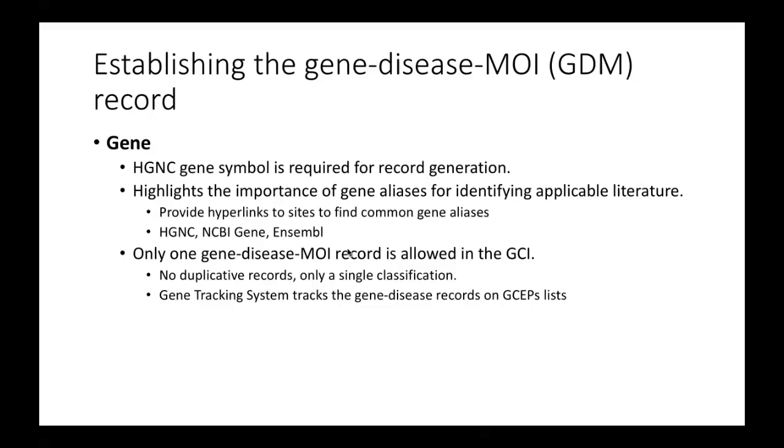And also we want to indicate that only one gene disease mode of inheritance record is allowed in the GCI, so there are no duplicative records. We only have a single classification, and we indicate that the gene tracking system or the gene tracker is what curators should use and talk to with their coordinators on the gene disease records for your specific group.